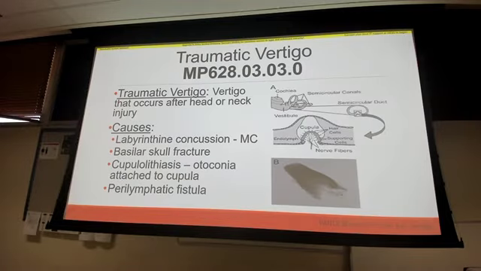And then going into traumatic vertigo, we talked about this a little bit already, but essentially it's vertigo from some type of trauma to the head or neck. It can be caused by labyrinthine concussion, that's the most common cause, a basilar skull fracture, cupulolithiasis, so that's where the otoconia actually dislodge and attach to the cupula, and a perilymphatic fistula, which we'll talk about.